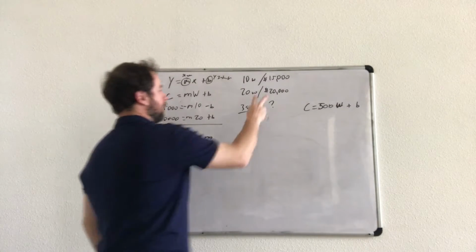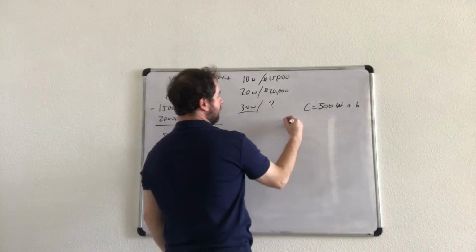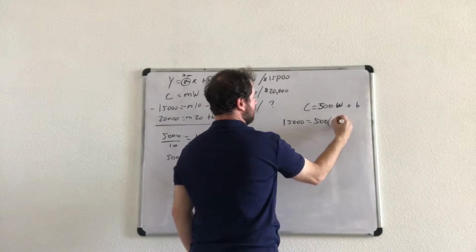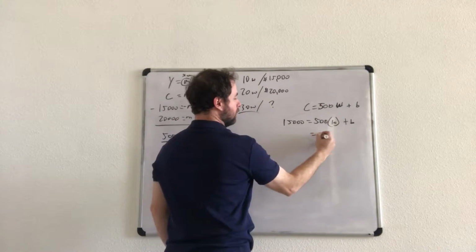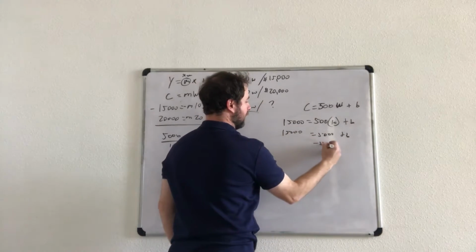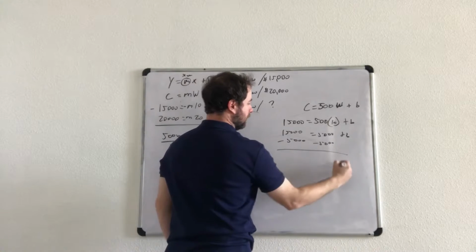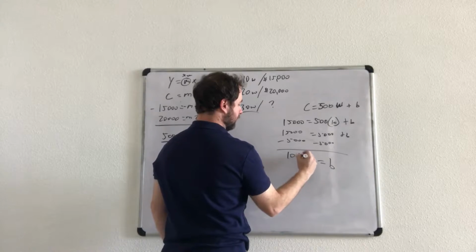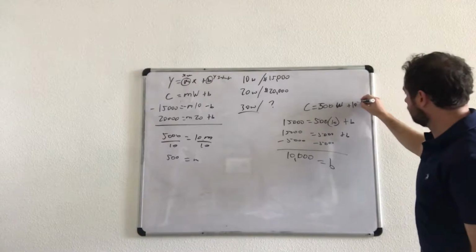Well, we could plug in the numbers we've already had to solve for b. The cost was 15,000 for 500 times 10. What would our b be? So it would be 5,000. 15,000 on this side, subtract 5,000. When you do that, you get b equals 10,000. So b is 10,000.